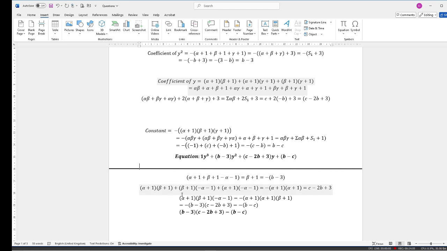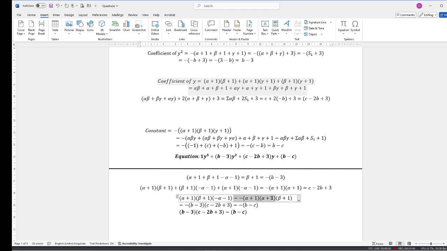Moving on, sum of pairwise products. As you can see, alpha plus 1 times beta plus 1, plus beta plus 1 times negative alpha minus 1. If you multiply this and add them up, you're going to get 0. And when you add this up, you're going to get this right here. And that's equal to c minus 2b plus c plus 3, alpha plus 1 times beta plus 1. So this is basically our sum of pairwise products, and that's basically this right here. And the product of all our roots gives us the negative of the constant. So that being said, we get this right here on further evaluation.